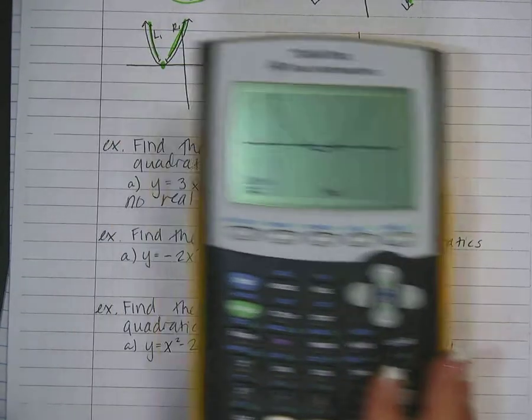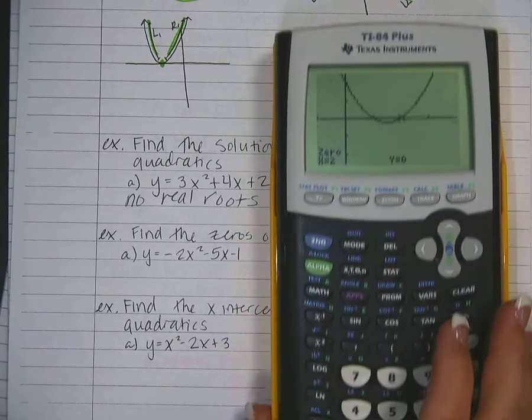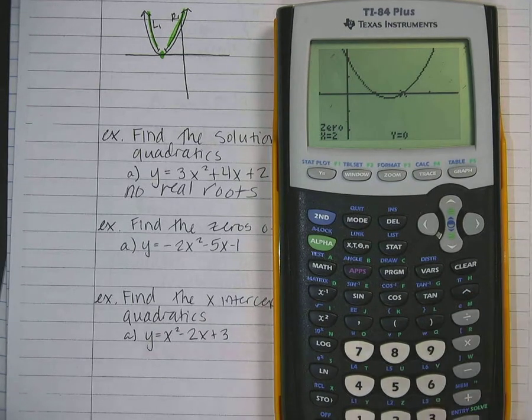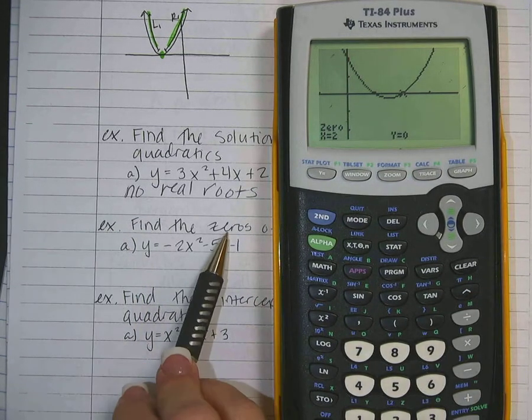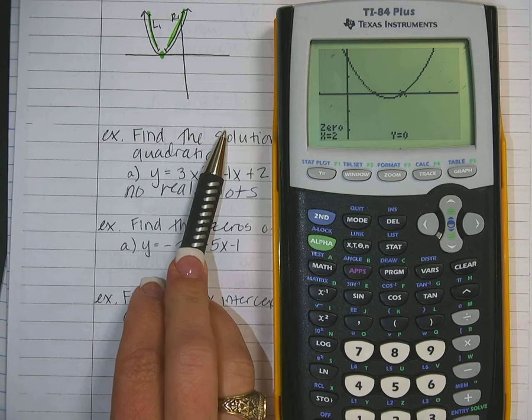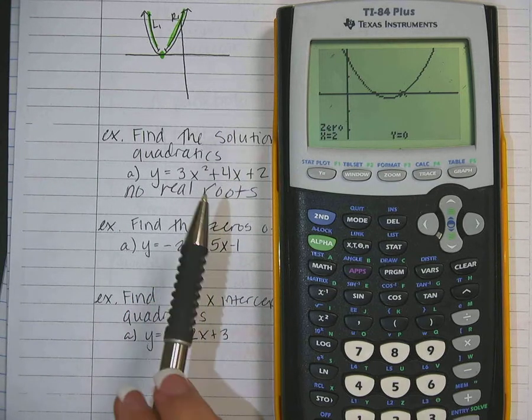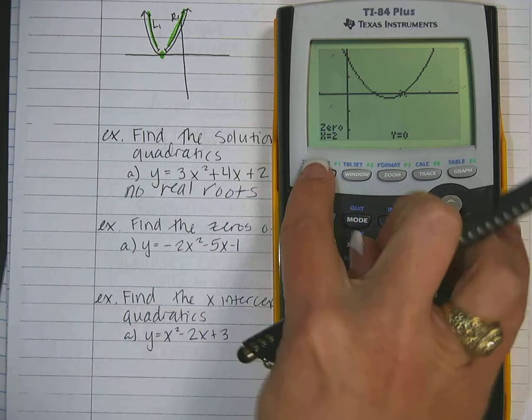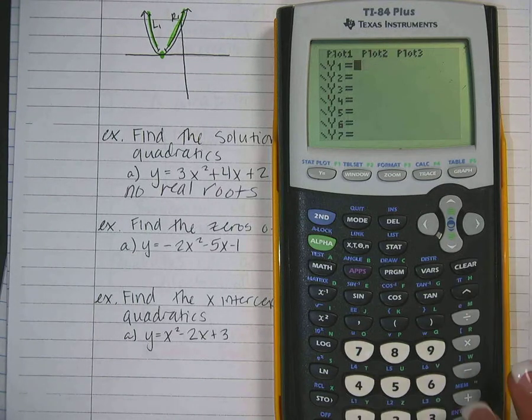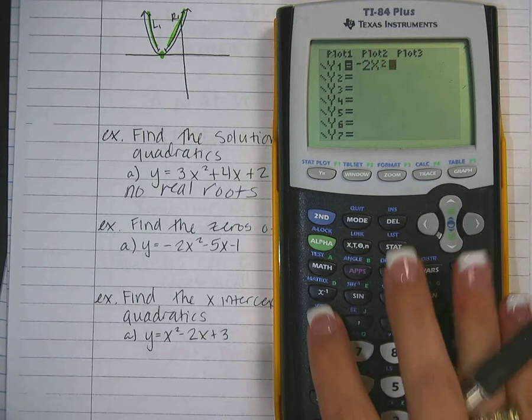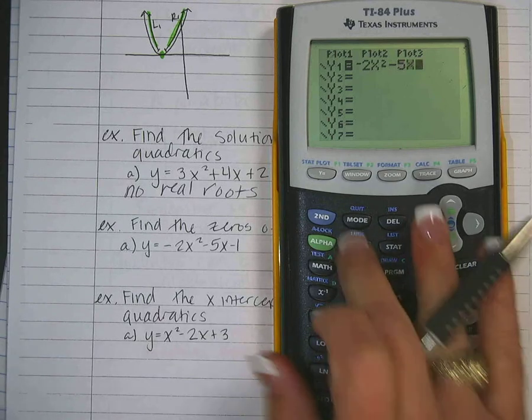I'm going to do one more with you, and then I'm going to let you do one on your own. We're going to do the second example. It tells me to find the zeros. You see the first one told us to find the solutions, but that's all the same thing. So I'm going to plug this into y equals. I'm going to go a little faster on this one.